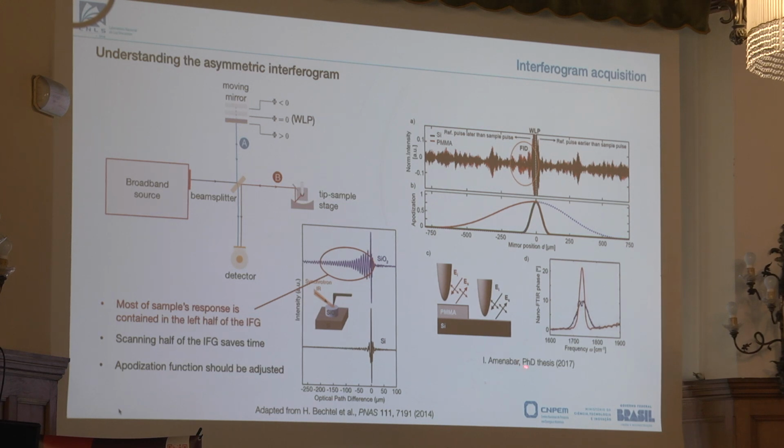I took this nice slide from Iban's thesis. So, of course, we need to adjust the apodization function here. On one side it is longer than the other, but we still need some apodization just to avoid those crazy oscillations when you have a boxcar function, right? And yeah, I think that's something that explains how these interferograms become asymmetric.